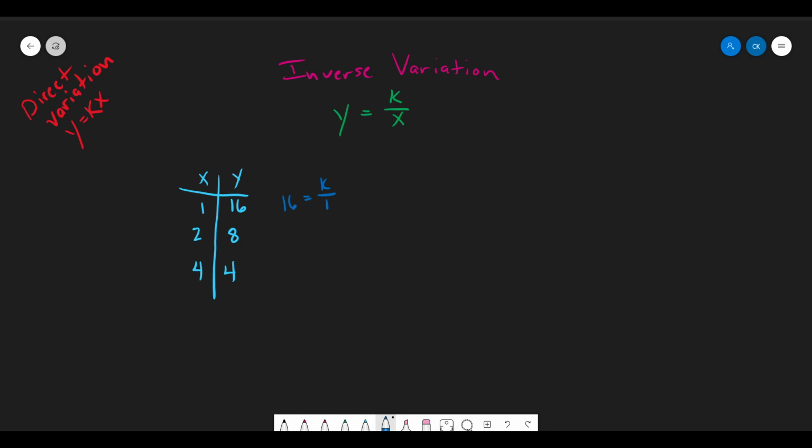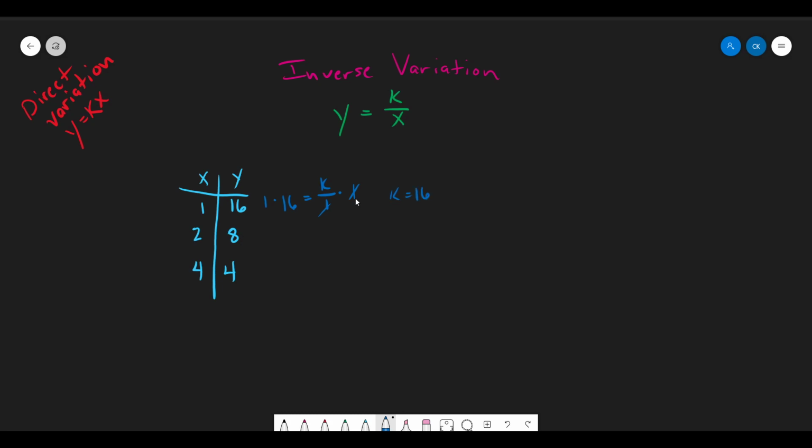Now, obviously, we're testing inverse variation. So if my k's are all the same when I put it into the inverse variation, that means it's an inverse variation. If they're not, I'm going to check direct variation. If I plug it into the direct variation equation and all my k's are the same, then it's a direct variation equation. So let's solve for k here. I'm going to want to multiply both sides by 1 to get rid of the denominator. So I'm going to get that k is equal to 16.